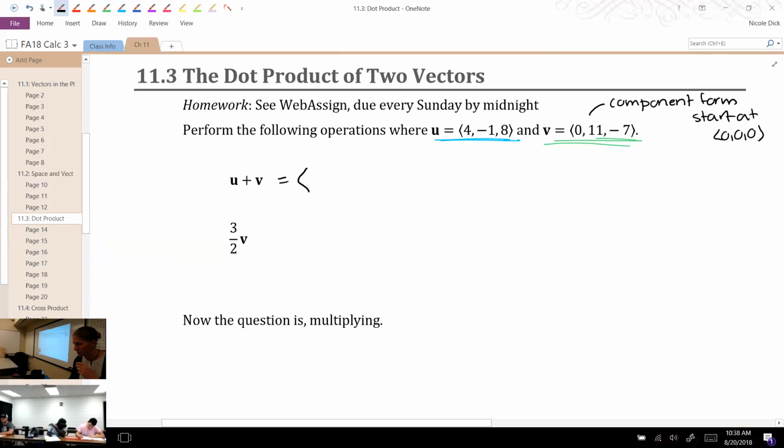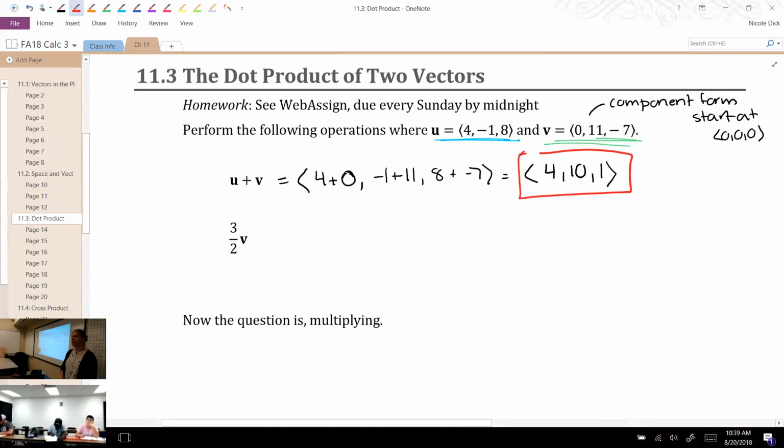It's really a point, that's okay. So we're going to go from that point, and we're just going to add the other vector onto there. So x plus x gives us 4 plus 0. The y plus the y is -1 plus 11. And the z plus z is 8 plus -7. So we end at 4, 10, 1. And that would be the sum of those 2 vectors.